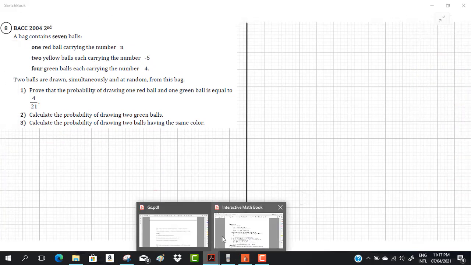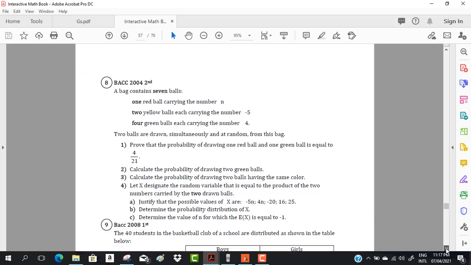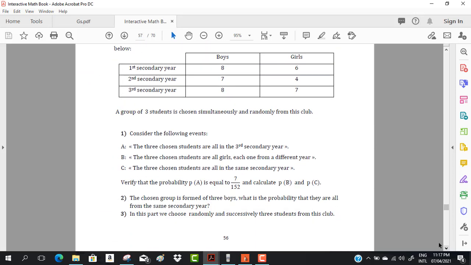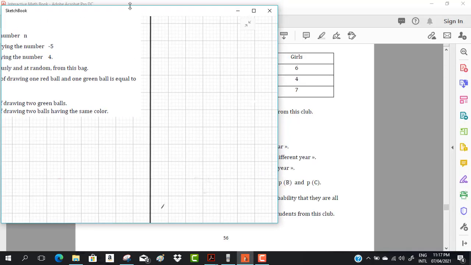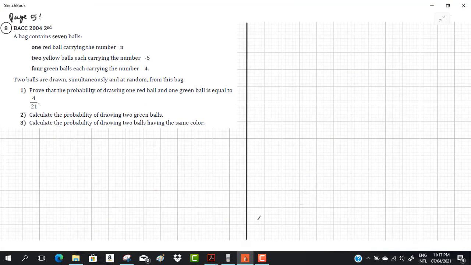Number 8 هو page 56 بعتقد لأنه هداك 55 page 56. دورة 2004 العادية. A bag contains 7 balls. عنا 7 balls. 1 red carrying the number n, 2 yellow carrying the number -5 and 4 green.